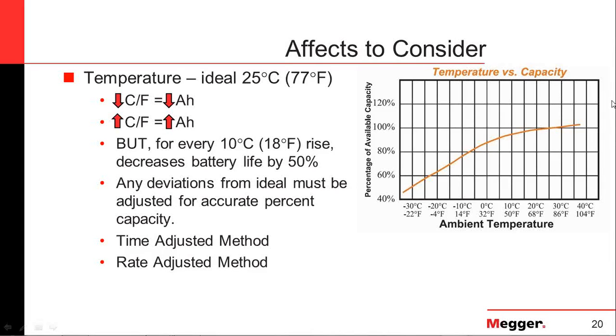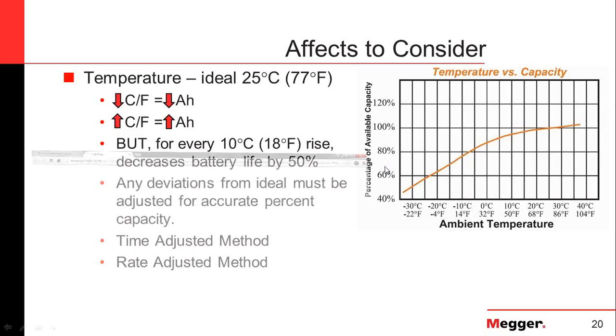So any deviations from that 25 degrees Celsius, 77 degrees Fahrenheit, have to be adjusted in my capacity calculations. And there's two ways to address that. There's a time-adjusted method and there's a rate-adjusted method. And we'll talk about that next.